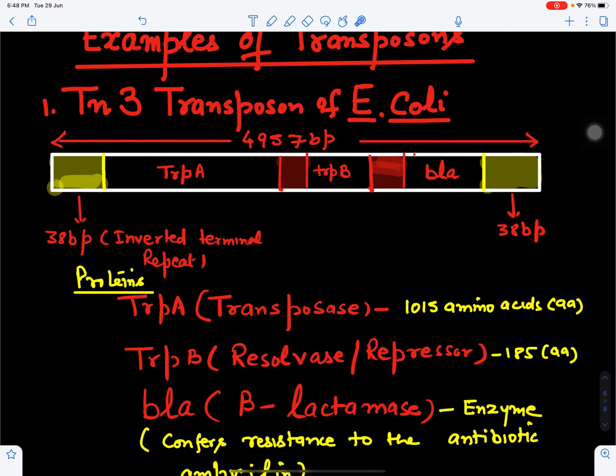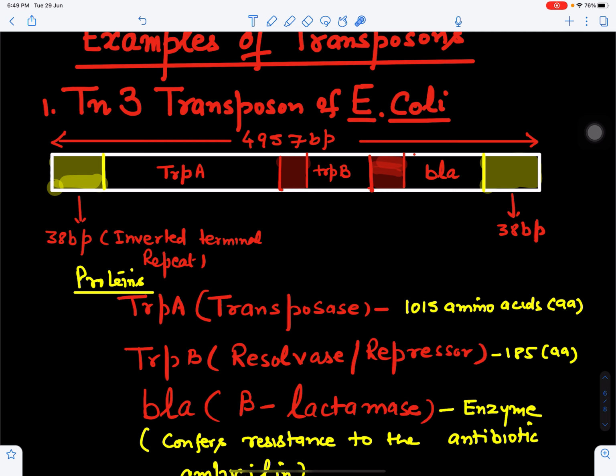Now trip A will form a protein called transposase. This is made up of 1015 amino acids. Trip B forms a protein or enzyme called resolvase repressor. This is made up of 185 amino acids. Now this resolvase or repressor will help in regulation of the transposase. Transposase is responsible for transposition, its integration into another genome.